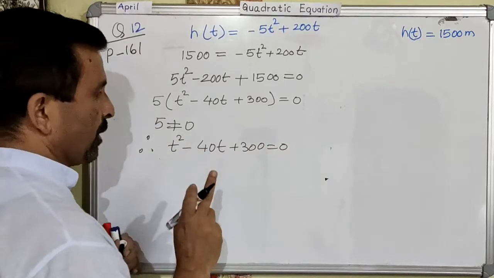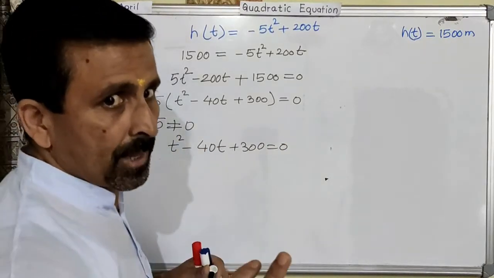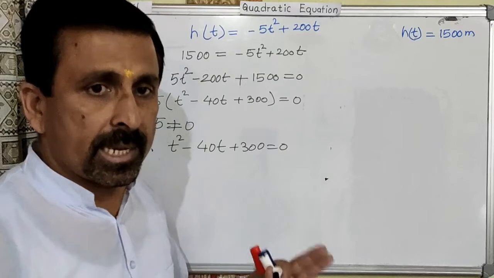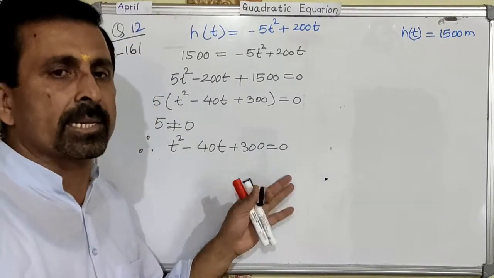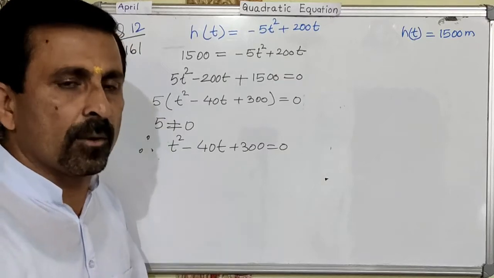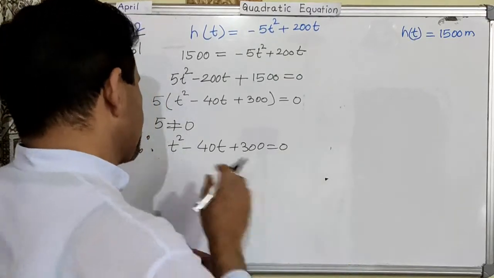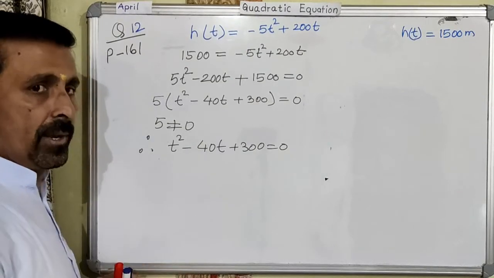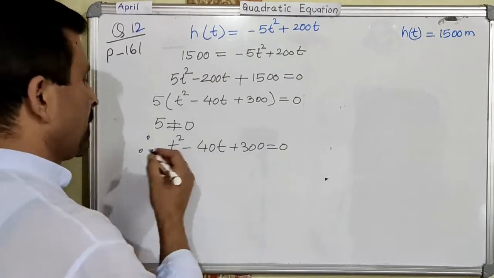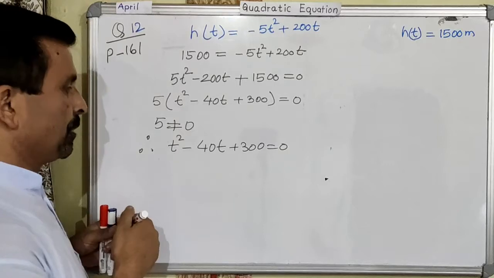Please be mindful of what we are going to calculate. We are going to calculate the time, and the time can be positive, not negative. So when you calculate, if by chance you get the value of t as negative, then that negative value of t will be rejected. From here you have to know when to reject and when to accept. Now we will simplify this, right?